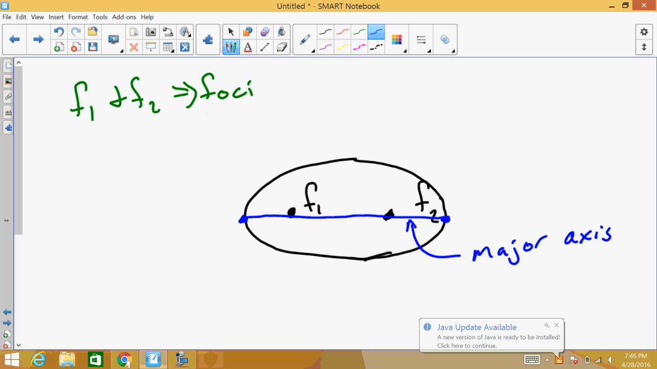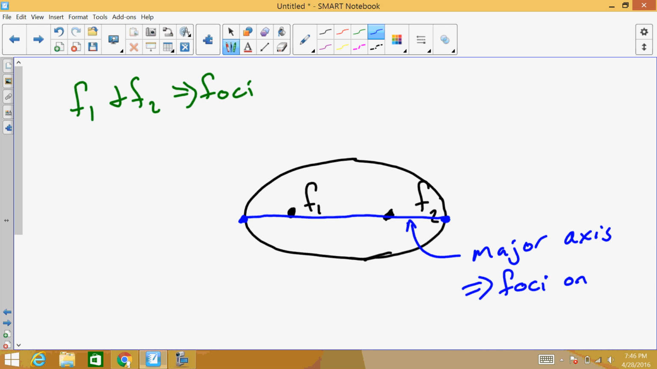So it actually is a line of symmetry for our ellipse. My drawing's not great, but the top half and bottom half are going to be symmetrical. The major axis. Now, something that I notice is that the foci are on the major axis. And we'd also have our center on that, but we'll show our center in just a second.